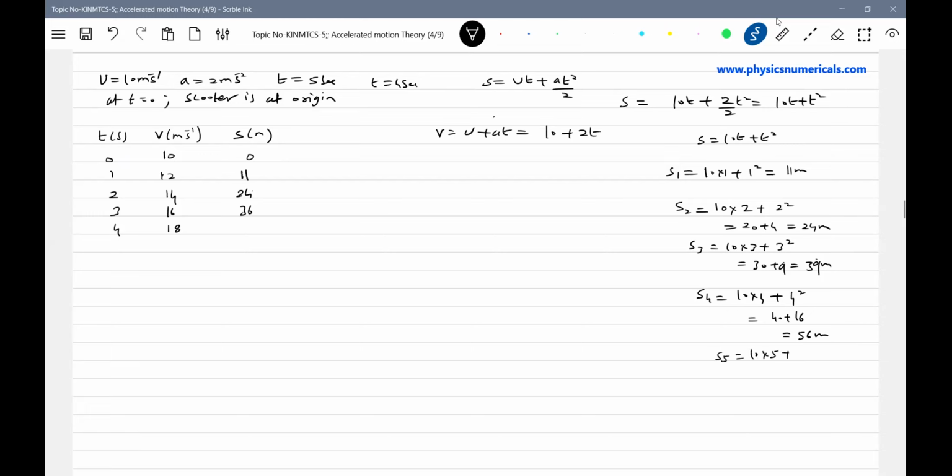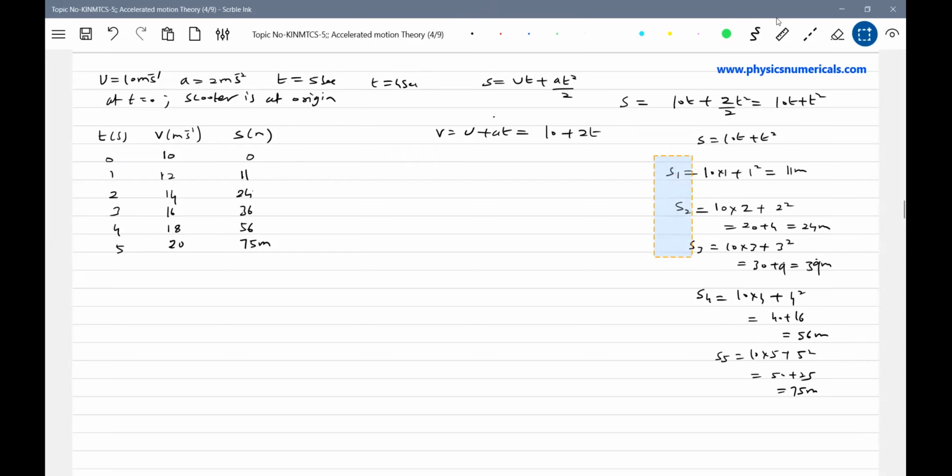S5 will be 10 into 5 plus 5 square, 50 plus 25, 75 meter. Okay, I have the data. So 56 meter. This will be 2 into 5, this will be 20. 75 meter. What actually is the meaning of all this?